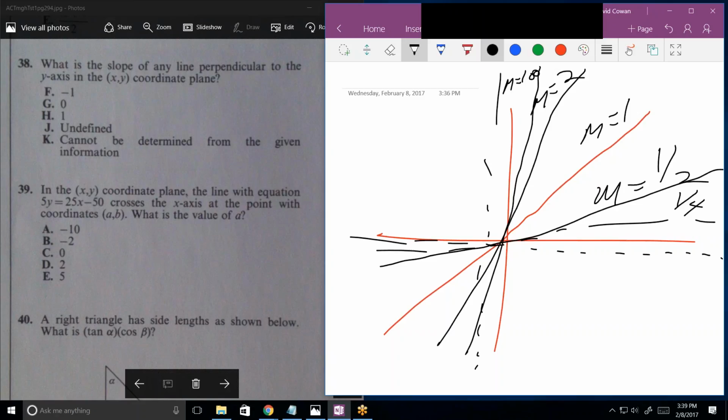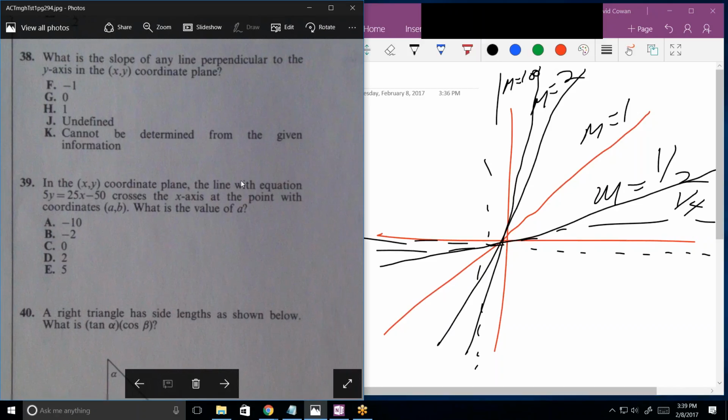Call it undefined for other reasons, but just know that undefined and infinity frequently mean the same.